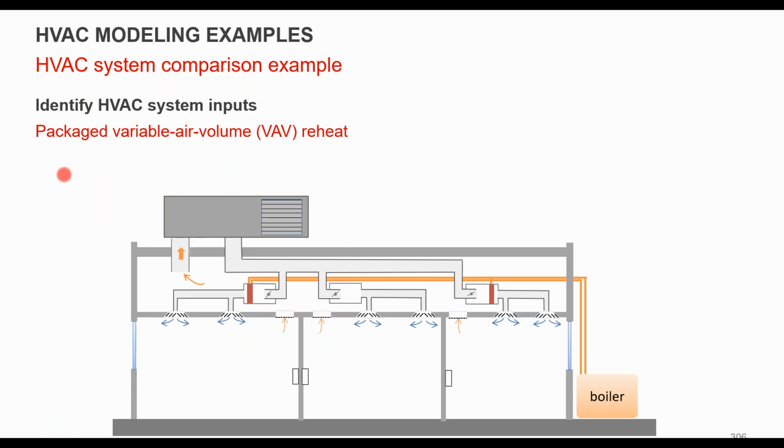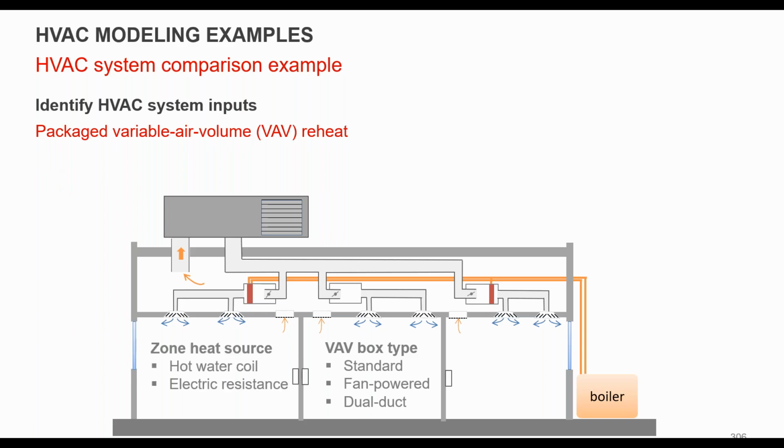So when you're looking at a packaged VAV, there's a few more things that you have to look at in this case. In this case, we have a hot water reheat system. So you need to characterize the boiler as well, and we'll talk about that. So you also need to talk in this case about the type of VAV box, whether it's a fan powered or just standard box, potentially dual duct. Some older buildings that might be the case.